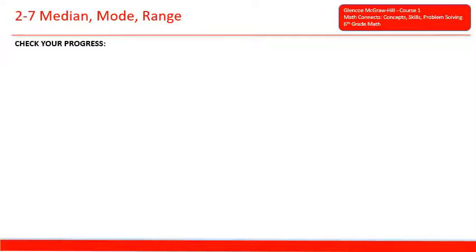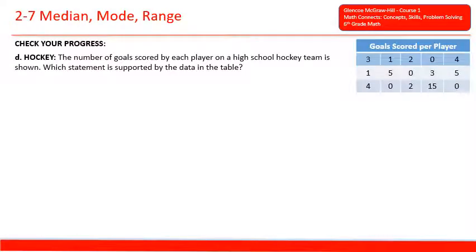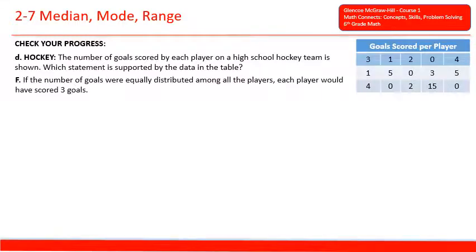All right, so we have a similar problem for check your progress. Hockey: the number of goals scored by each player on a high school hockey team is shown. Which statement is supported by the data in the table? If the number of goals were equally distributed among all the players, each player would have scored 3 goals. Don't know if that's true. We'll have to do the math, so we'll come back and check.